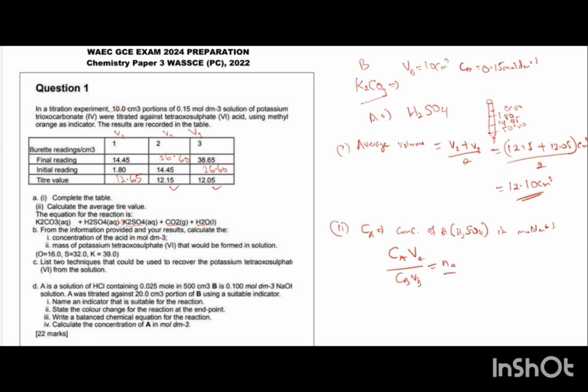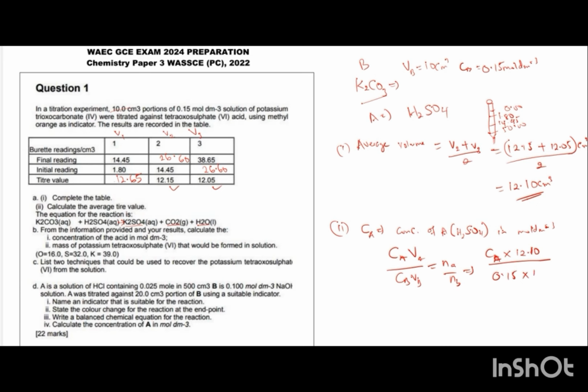So this is the formula we're going to be applying. We are looking for Ca multiplied by the volume of acid used from the average data, which is 12.10, all over Cb, which is 0.15, multiplied by Vb. What is Vb? Vb is 10 centimeter cube. You can see upstairs there.